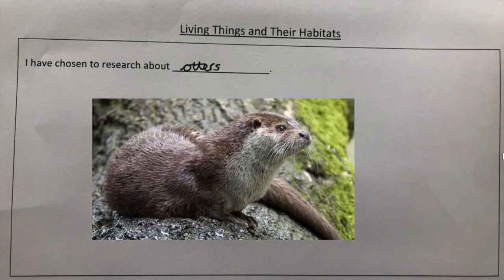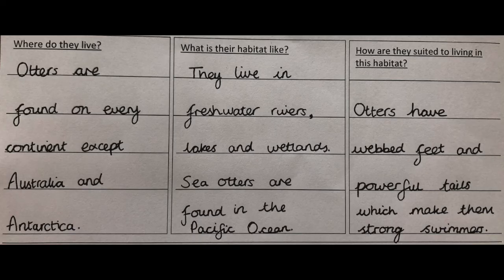So I've been really busy researching the animal of my choice, so I've chosen to research about otters, and you can see at the top I've written otters on the line. I have chosen to research about otters. And then underneath I found a picture on the internet, I've cut it out and stuck it on. You might want to do that, or you might want to draw your own picture. And then underneath I had to find out the answers to these questions.